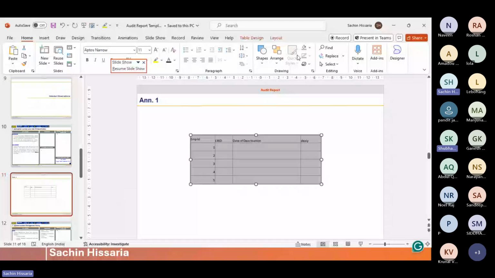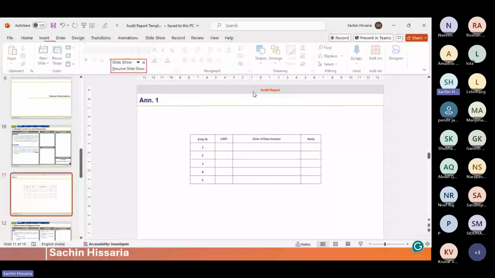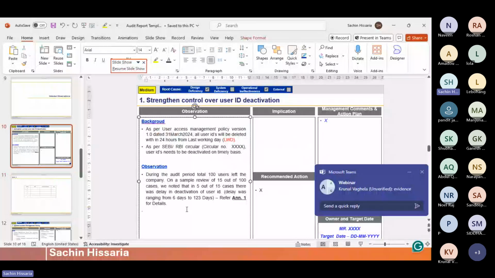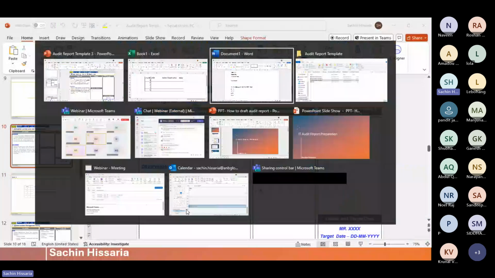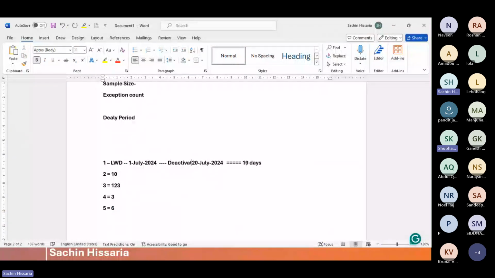Now guys, management will ask you one question here. What will they say? Have you checked whether there was a login after the last working day or not? I agree that there was a delay. But have you checked whether any employee has logged in after the last working day or not? For example, in case number 1, the last working day was 1st July. The ID was deactivated on 28th July. This is also one of the control gaps, but management is more concerned about the login.